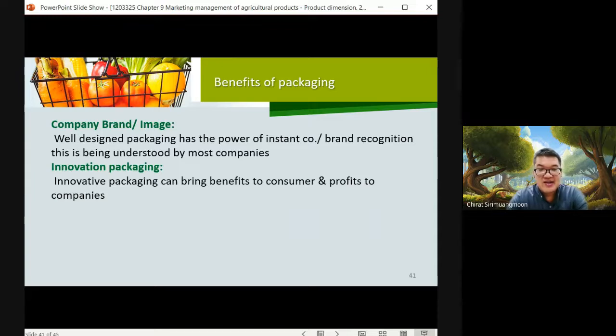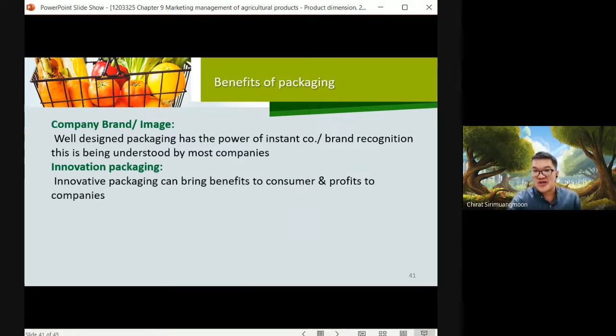Then sometimes packaging can be responsible for the brand and image of the company. Sometimes they design the same pattern. When you see it, you know, oh, this is the brand for 1, 2, 3. Like you know the brand name from the packaging. And sometimes it's also linked to packaging innovations too.